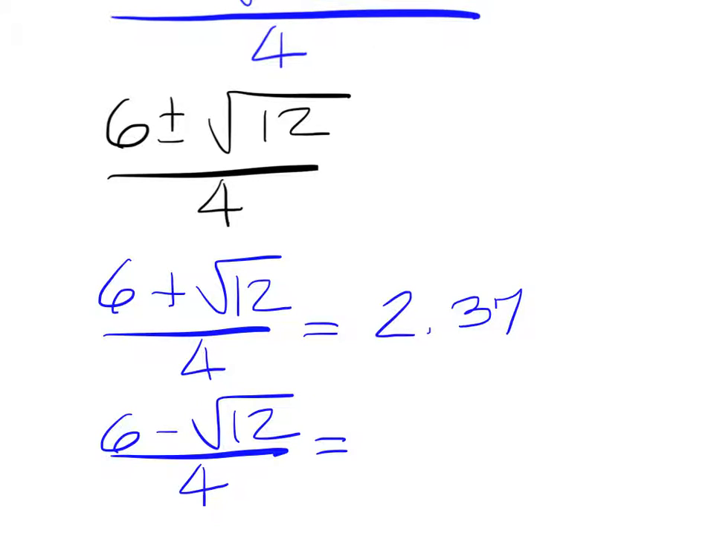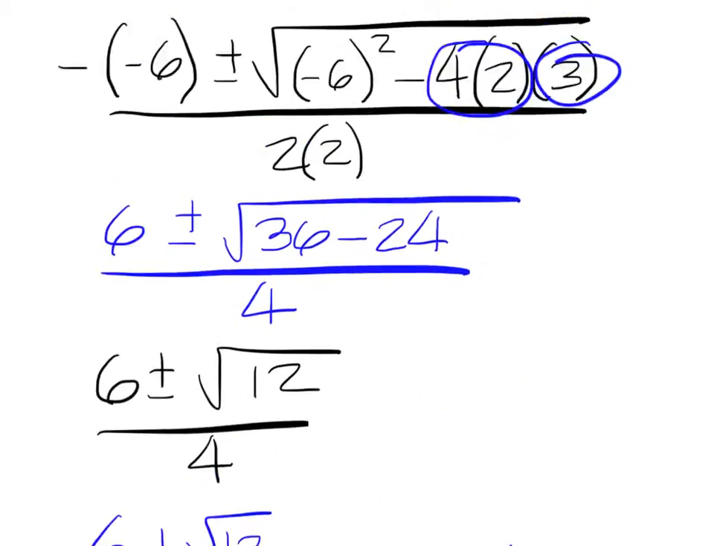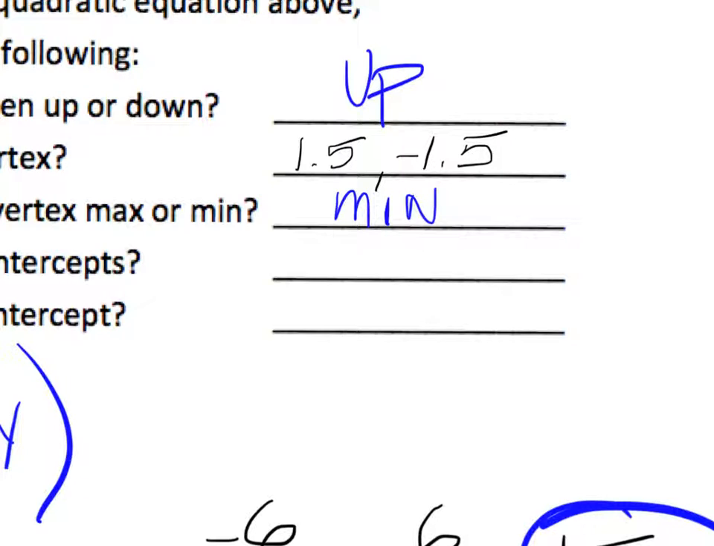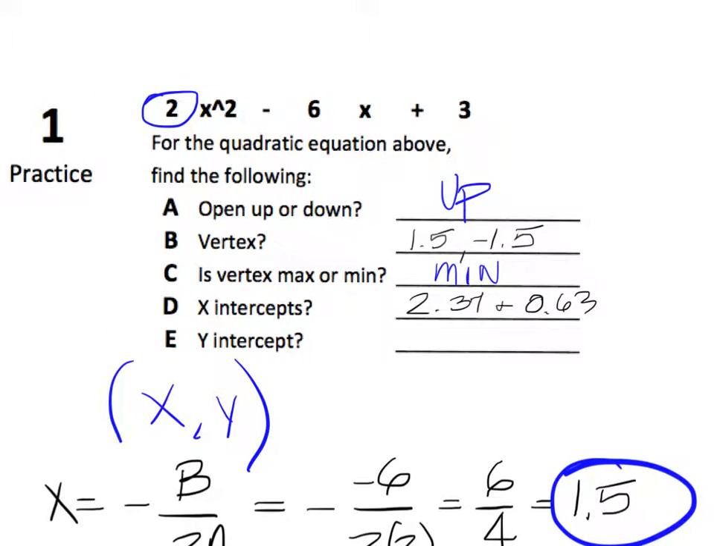And then 6 minus the square root of 12. Hit enter and divide by 4. That will give you 0.63. So we'll come back up top and fill that in for this answer. That is 2.37 and 0.63. The y-intercept is a matter of plugging in 0 for x. If I put a 0 here, cancels out. 0 there, cancels out. You're just left with 3.